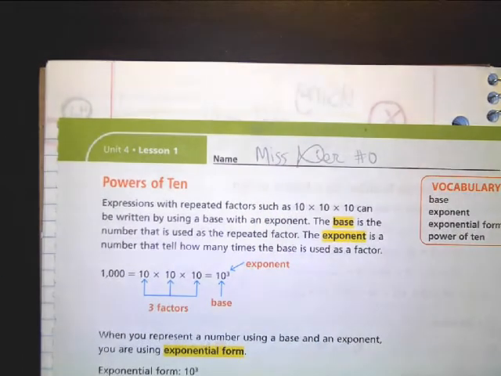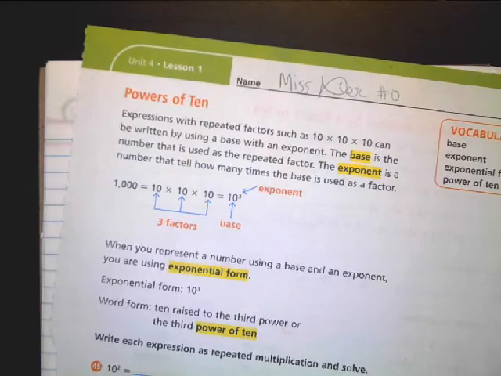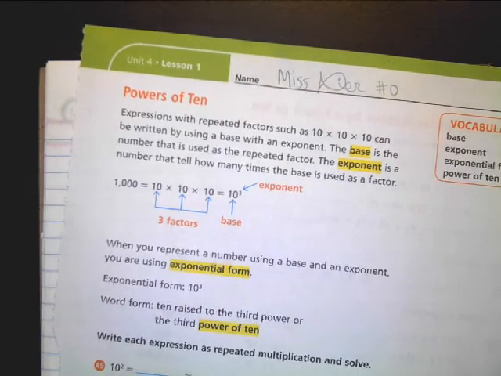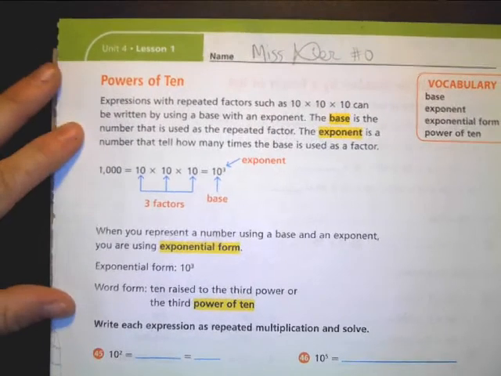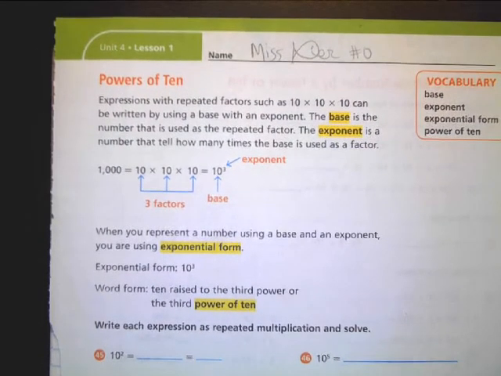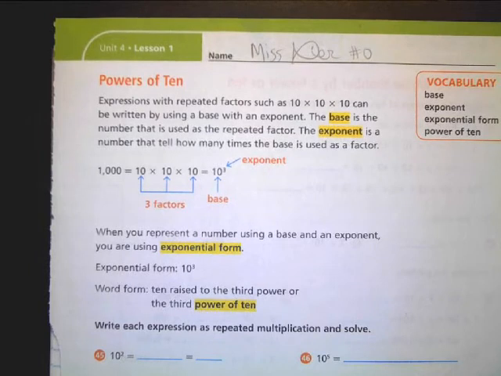And I think instead of us writing out all the different things, what I would like us to do is just cut out a really important part. So let's take a look at what this text says, and then we will cut out what we need. It says powers of 10, expressions with repeated factors such as 10 times 10 times 10 can be written by using a base with an exponent. The base is the number that is used as the repeated factor. The exponent is a number that tells how many times the base is used.